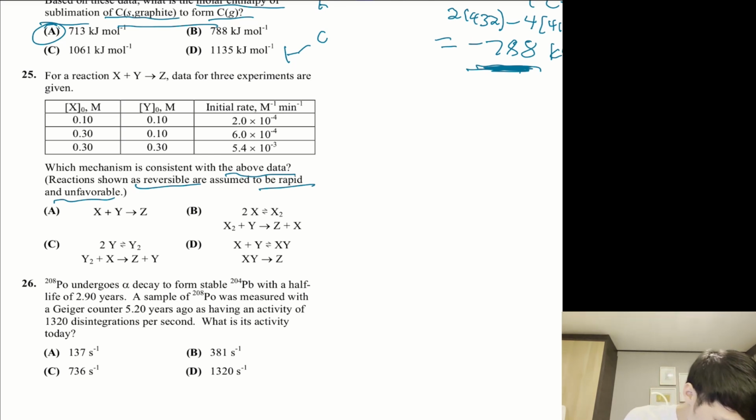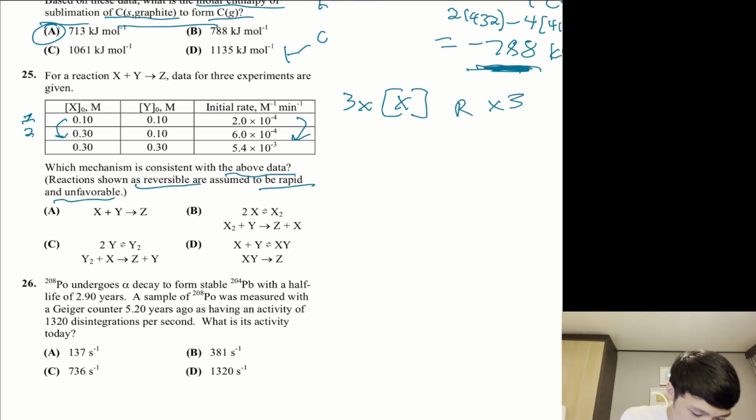So if we imagine from this trial, let's call this row 1 to 2. From 1 to 2, the concentration of X triples, and what happens is the rate also triples, so the rate increases by 3. What this tells us about the reaction order with respect to X is that it's first order, right? Because a 3x change in X gives a 3x change in the rate. So this is first order with concentration of X.